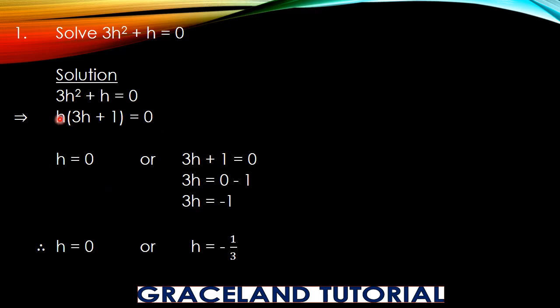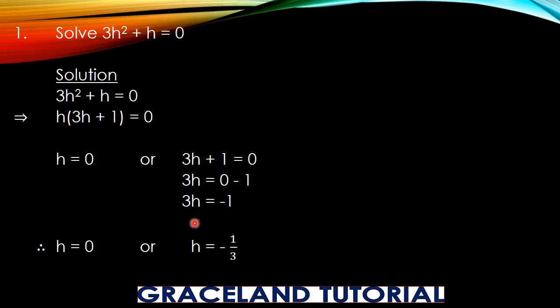Now from here we have h is equal to 0, or 3h plus 1 will be equal to 0. Now since h is equal to 0, that's the answer to that. Now to get the answer to the second equation, that will be 3h plus 1, which is equal to 0. So 3h, you collect the like terms, 3h will be equal to 0 minus 1. The plus 1 will move to the other side and turn to minus 1. So 3h will be equal to minus 1.